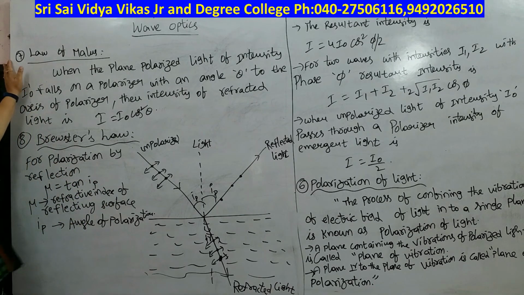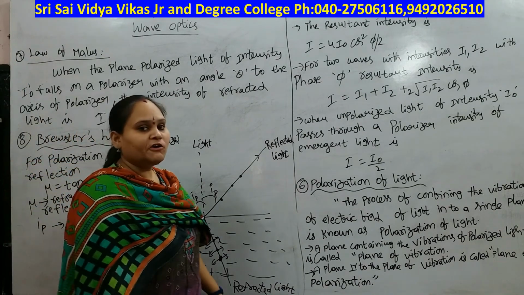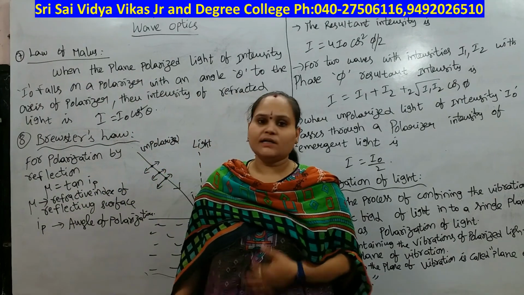To summarize, the law of Malus is I equal to I naught cos square theta, and Brewster's law is mu equal to tan IP, where mu is the refractive index and IP is the angle of polarization. In this, the polarized light is produced due to reflection, not refraction. This is our Brewster's law and our chapter wave optics.